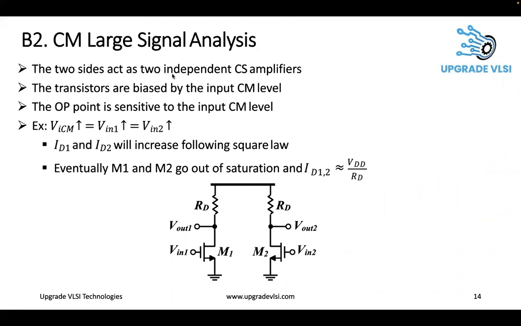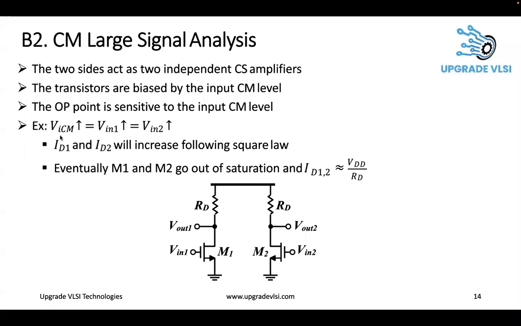So the two stages act like two independent CS amplifiers. These are the CS amplifiers. And the transistors are biased by the input common mode level. This is the main problem with this stage. The input itself biases these two MOSFETs. And if the common mode increases, then current increases and even V out changes. So this is another problem. The operating point is sensitive to the input common mode level.